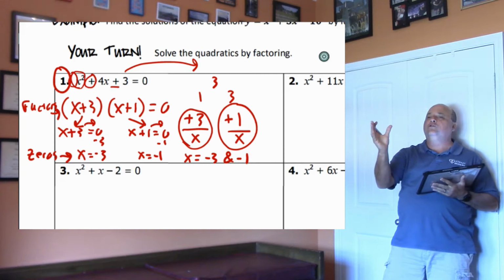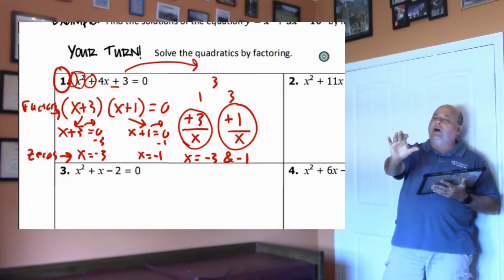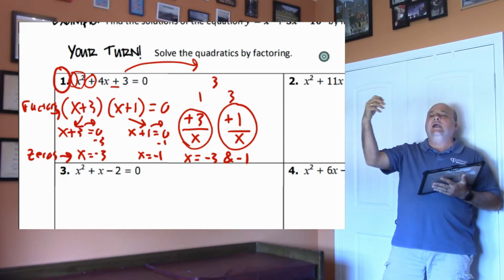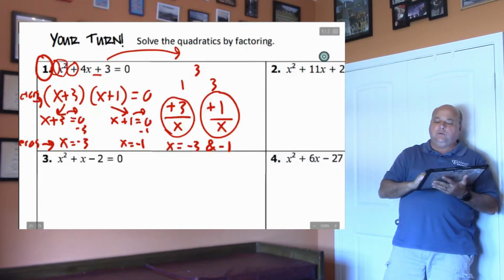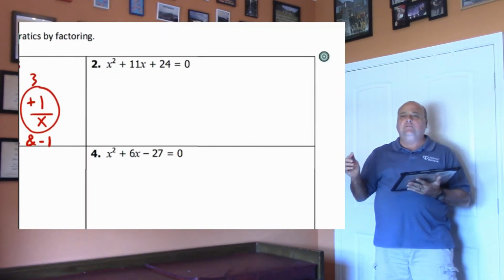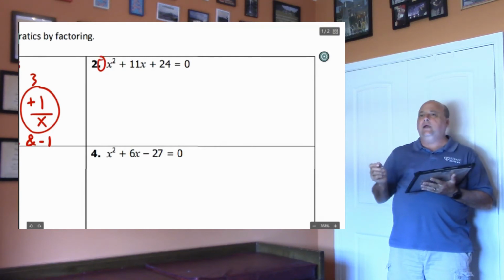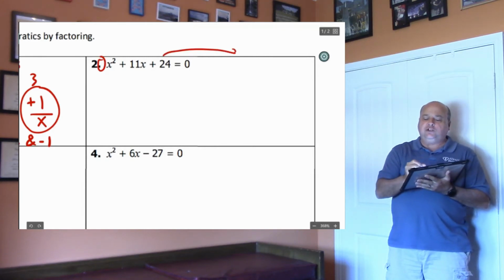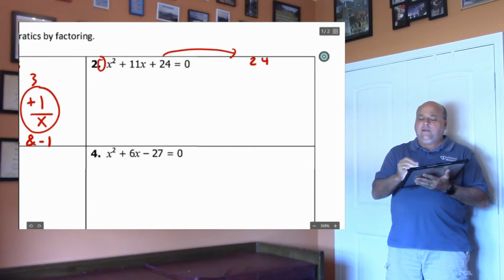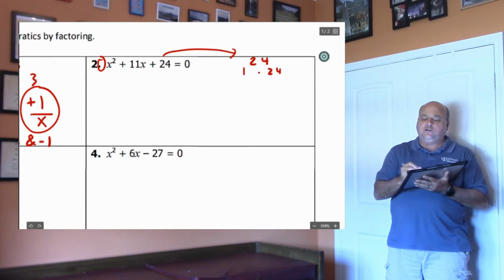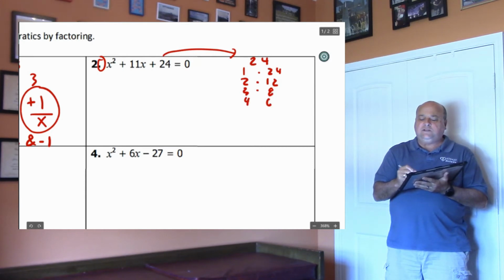I'm not going to go through and do all these, so you're just going to solve for the factors and then set them equal to 0. Let's just get the numbers on number 2. There's no x, there's no a, so you're just going to write down 24, and then the factors of 24 are 1 and 24, 2 and 12, 3 and 8, and 4 and 6.